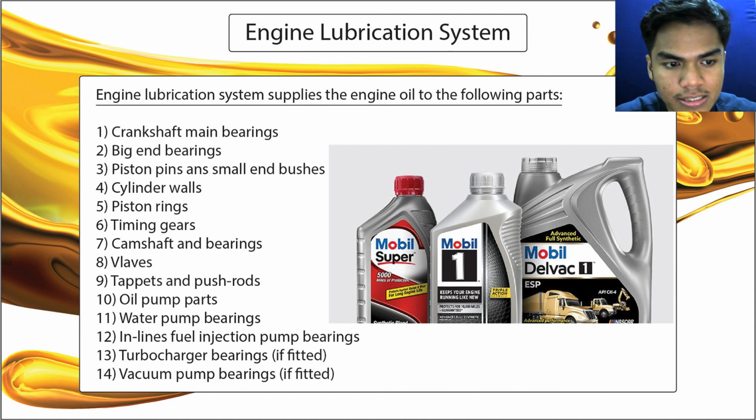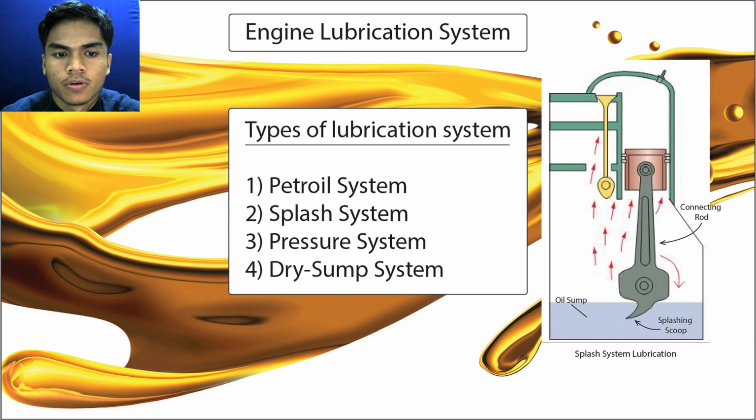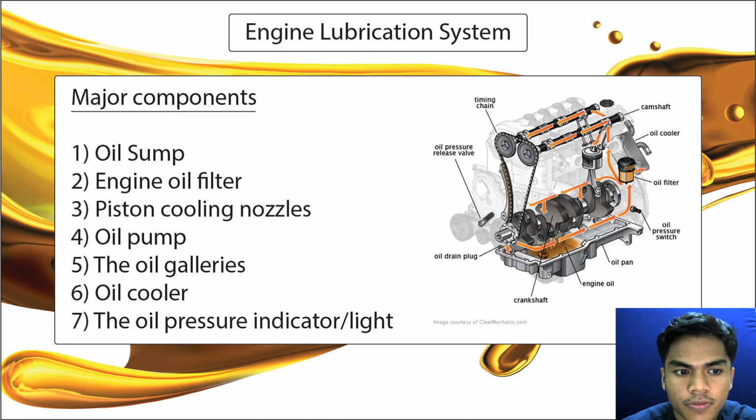This list shows the components that the lubrication system supplies to, as you can see. These are the types of lubrication system: number one, petrol system, splash system, pressure system, and dry sump system. These are the major components of the engine lubrication system, which comprises the oil sump, engine oil filter, piston cooling nozzles, oil pump, oil galleries, oil cooler, and the last one, the oil pressure indicator or light.